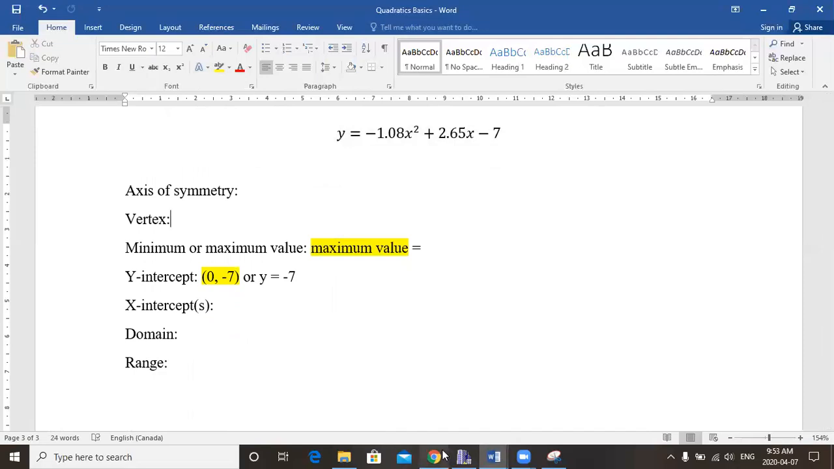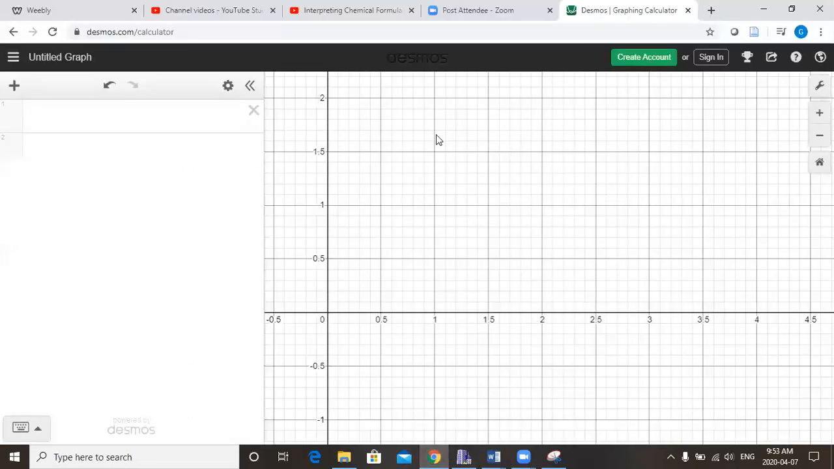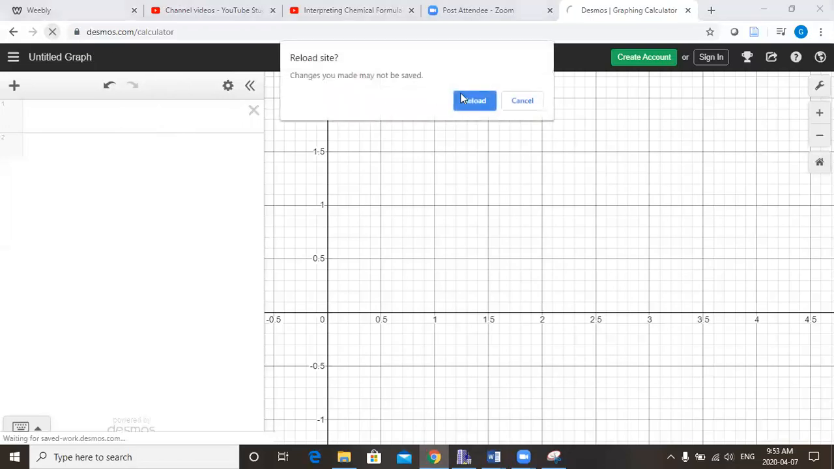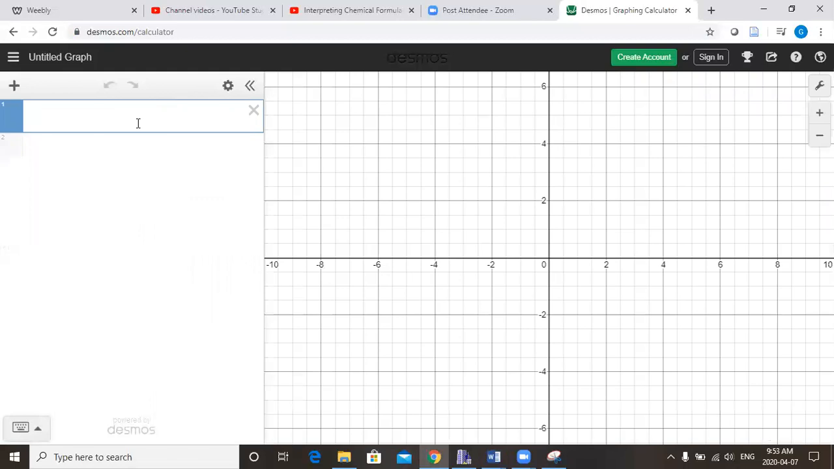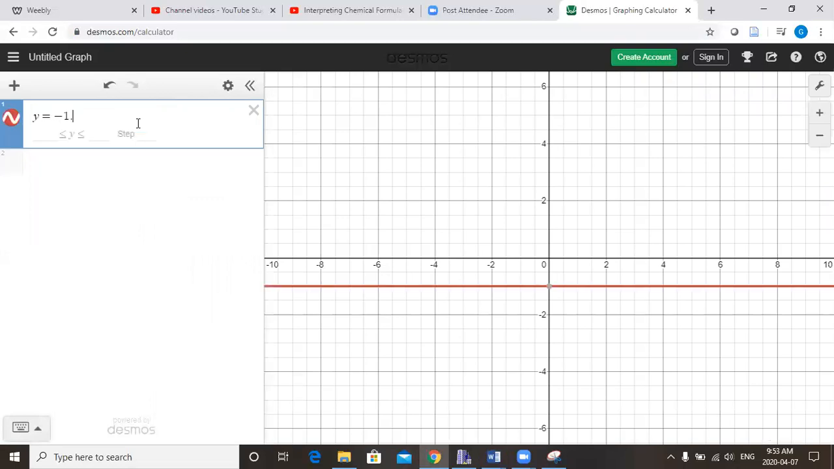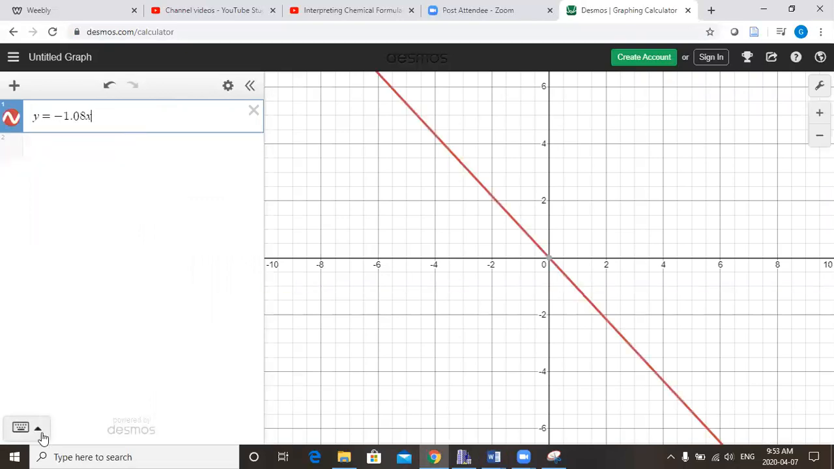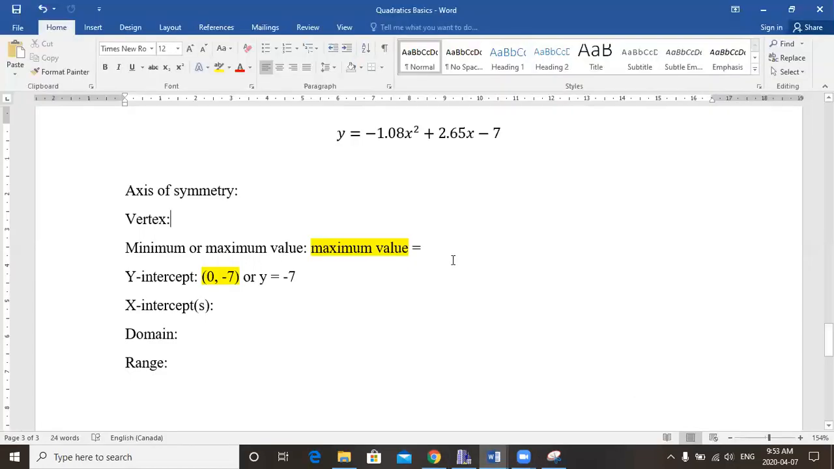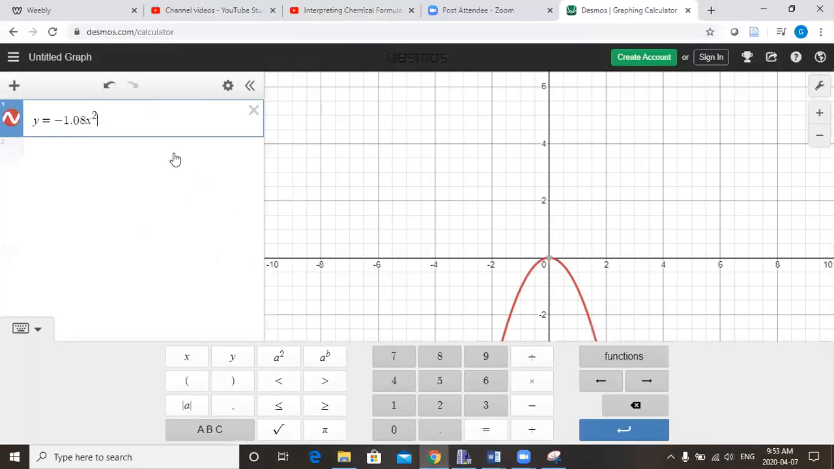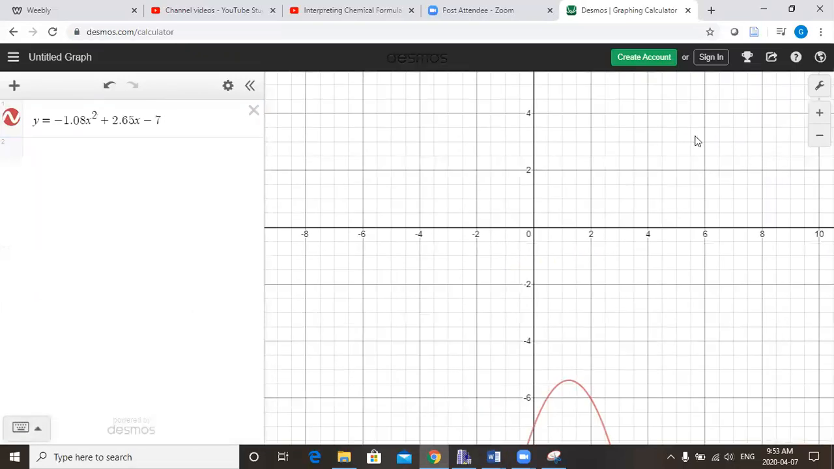Desmos. Okay, so we will go to Desmos, and I'm just going to reset Desmos, and we will begin to type in our equation. So y equals -1.08x squared plus 2.65x minus 7. Okay, so we don't see it here. All right, so we have to move.